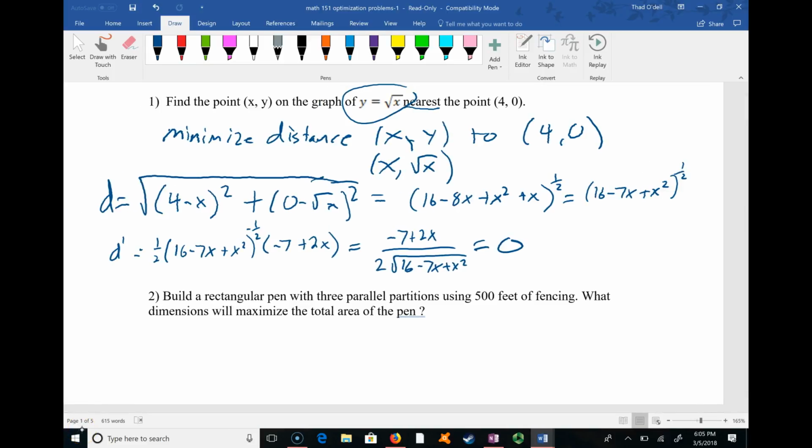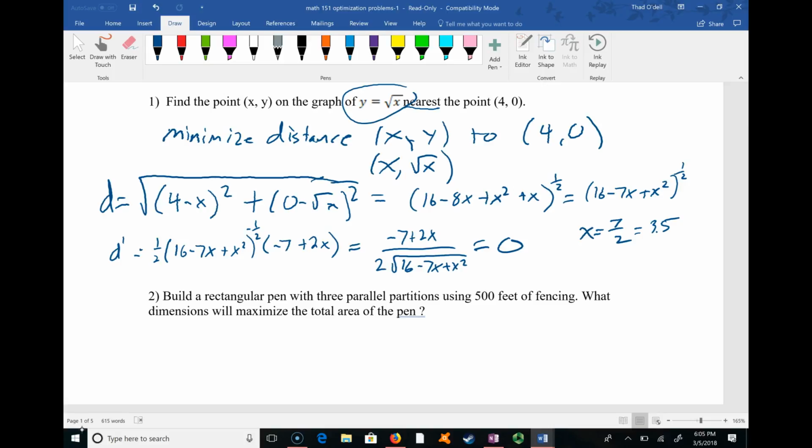So we have to ask ourselves what will make the top 0. And that would be 7 over 2. So x equals 7 over 2, which of course is 3.5. And you could also ask what makes the bottom 0, because that would make it undefined.